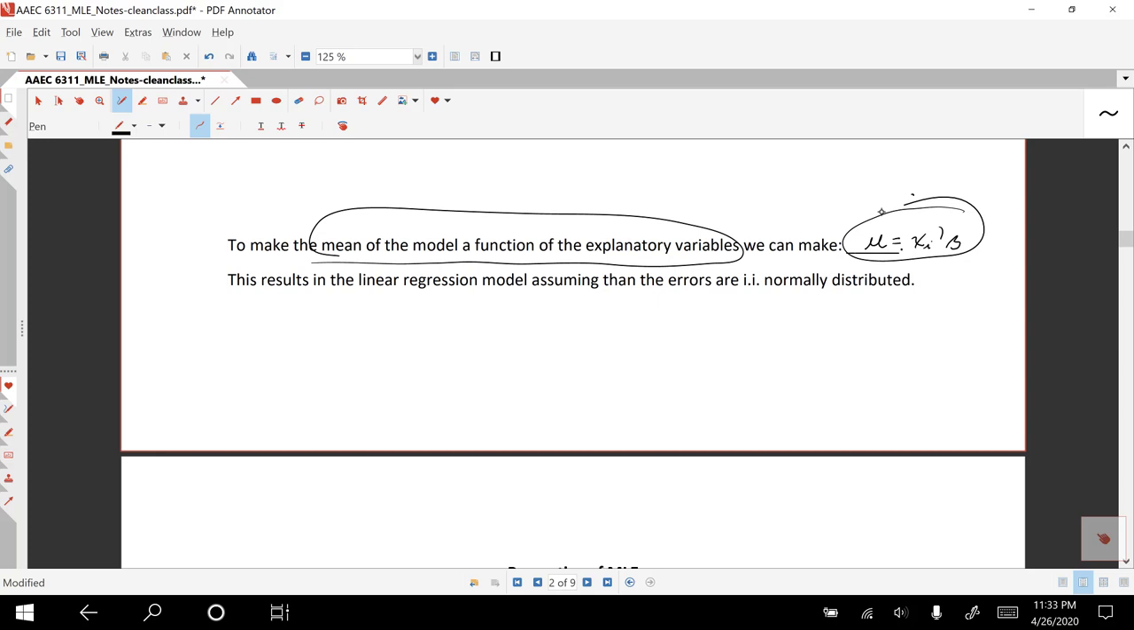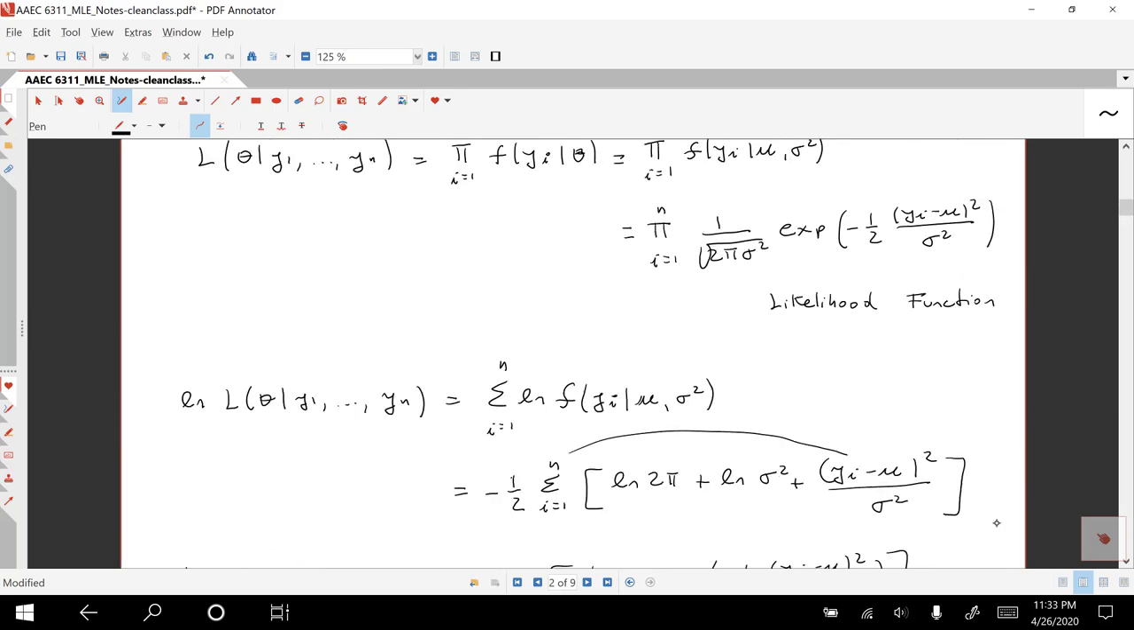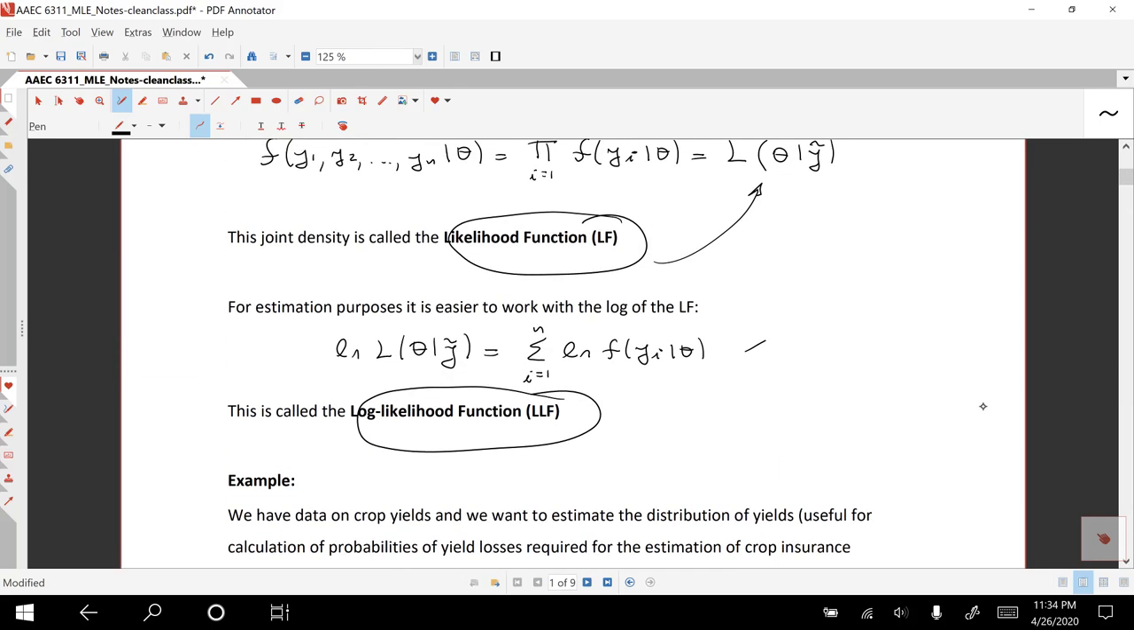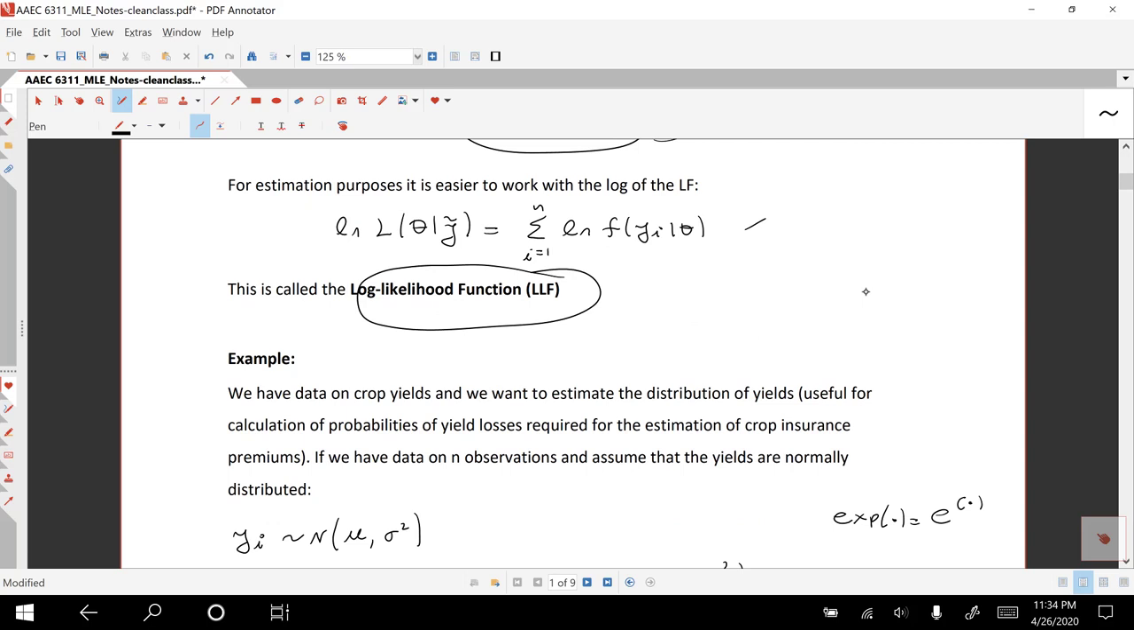Of course, this results in the linear regression model, assuming that the errors are independent and identically normally distributed. Okay, so that's what we have. Now, as I already mentioned, the next step, once we have this log likelihood function, remember, we'll have observations in y, like in the case of the crop yields. And then we will want to estimate that mu and sigma squared. Those are the unknowns. And the way to do that is we will have to find the values of theta that maximize that function. So that would be an optimization process.